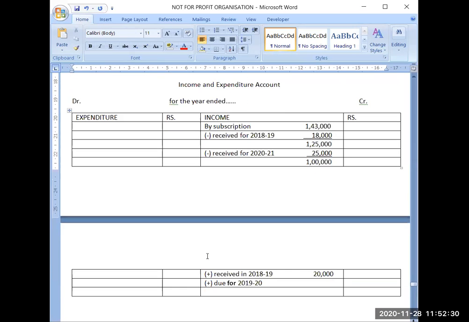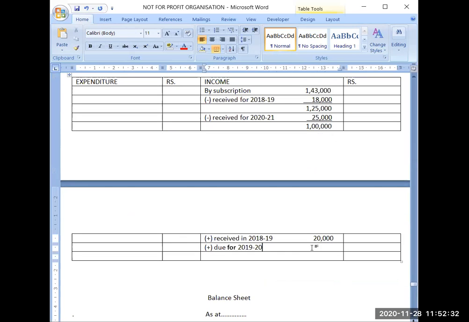I hope this is clear now. So here it is 28,000. So I will add here 28,000 only. Sorry, I have to add these two amounts. So it will become 1,20,000 plus 28,000, 1,48,000. This will be the current year subscription income.